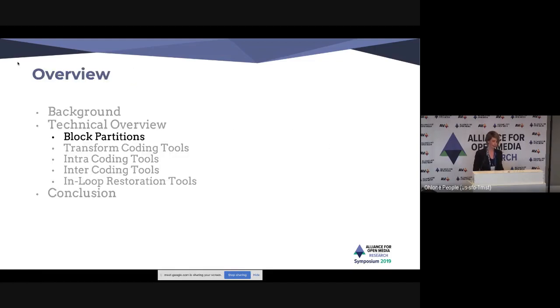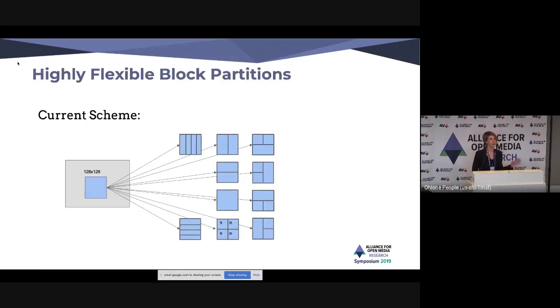So the first set of tools that I want to talk about are block partitions. Here is an overview of what currently exists in AV1. You can see there are several different types of block partitions, and the only one that is currently recursive is this four-way square split.